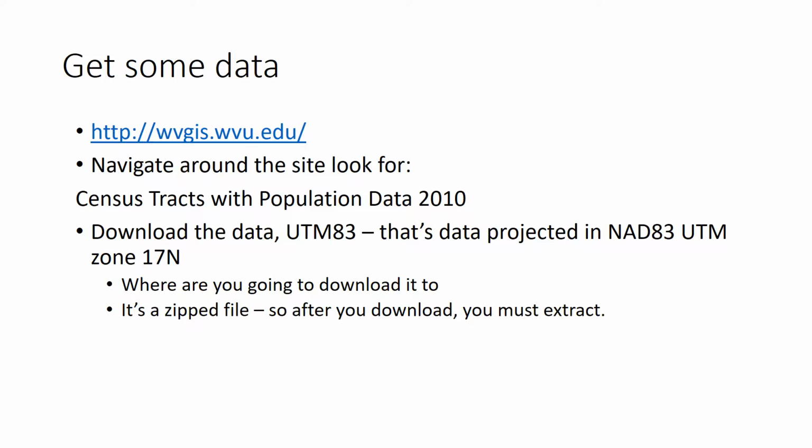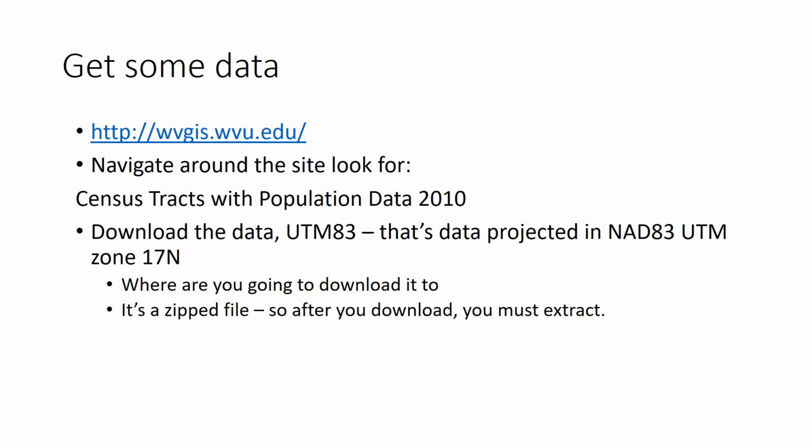Now in the past I've had the data added in, but it's time to graduate up to getting data on your own. So here's what I want you to do. Go to this website. This is for the WVU GIS Tech Center, and look around the site a little bit, and eventually you're going to come across searchability or some other things, drop down menus and such. And what you're looking for is census tracts with population data 2010. That is literally the name of the thing that you're going to download.